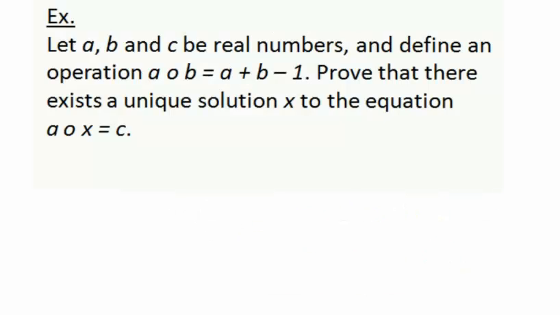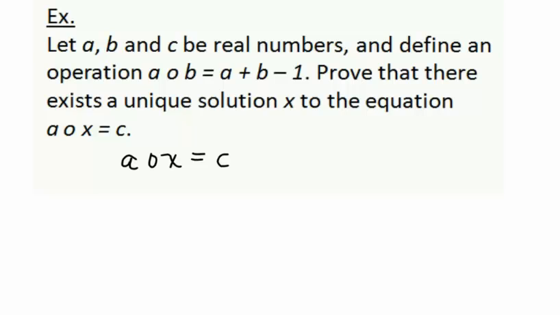In our next example, we're going to have A, B, and C be real numbers, and we're going to define a new operation. This operation is going to be called A circle B, and A circle B is going to be defined to be A plus B minus 1. What we'd like to do is prove that there exists a unique solution, we're going to call that solution X, to the equation A circle X is equal to C. Now notice that our phrase there exists does appear inside of the statement, so we have to go through the construction procedure first. We're actually going to construct a solution X and show that it satisfies the property A circle X is equal to C.